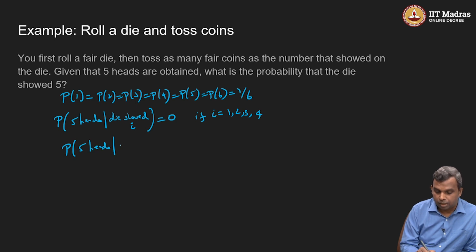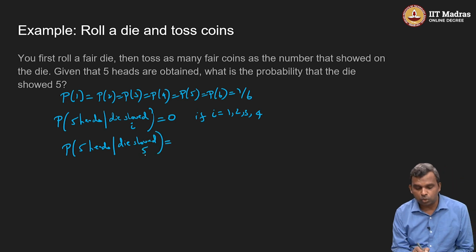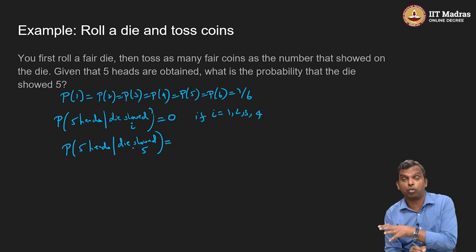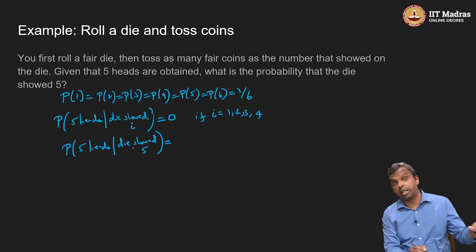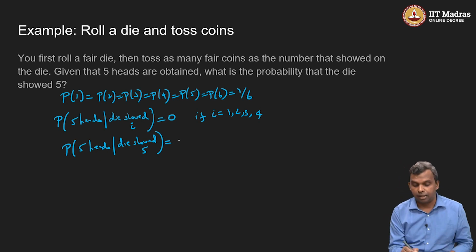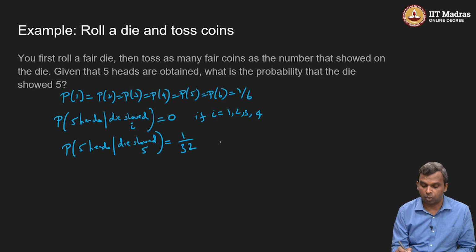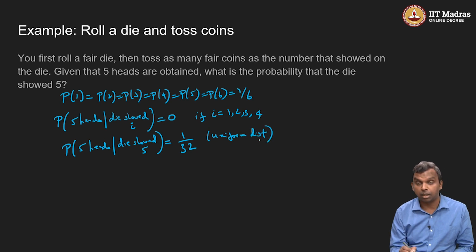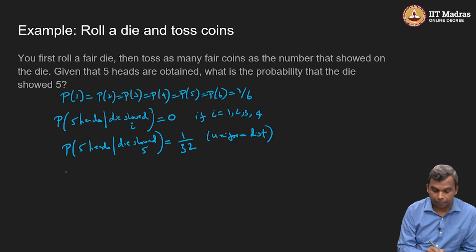So the probability of 5 heads given the die showed 5, this you can do. If the die showed 5, you are going to toss 5 coins. There are 32 possibilities for heads and tails, and only one of them is favorable to you, which is 5 heads. So it is 1 by 32. This is a uniform distribution calculation. You just count the favorable outcomes among the 32 possibilities and you get the answer.